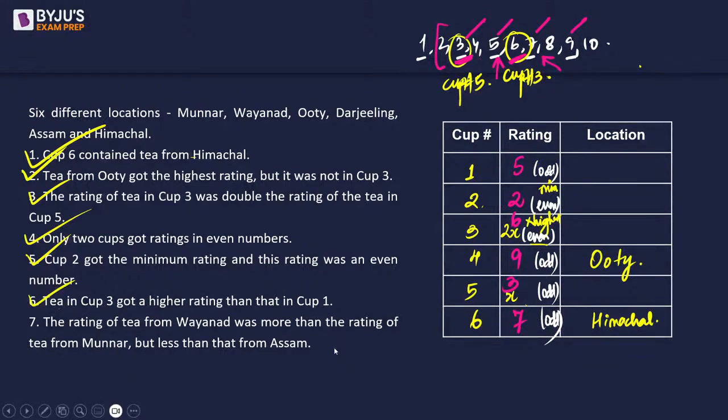The rating of tea from Wayanad was more than the rating of tea from Munnar, but less than that from Assam. So we don't know where to put them, right? So इसको अब ऐसे ही छोड़ना पड़ेगा. So the seventh statement we will have to put as the question is going to ask us. Okay.